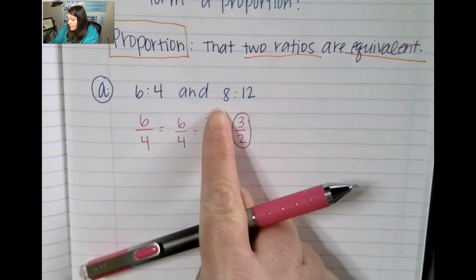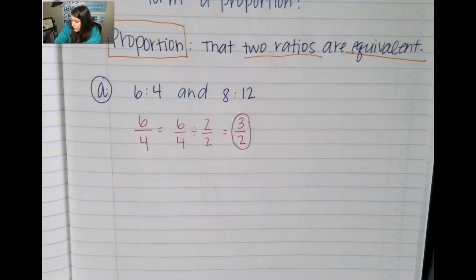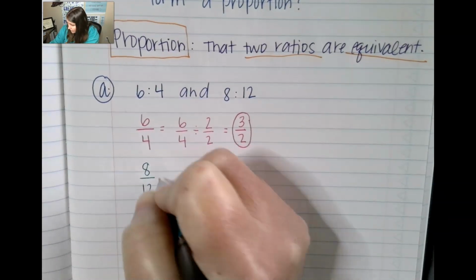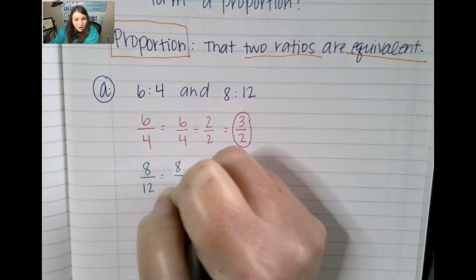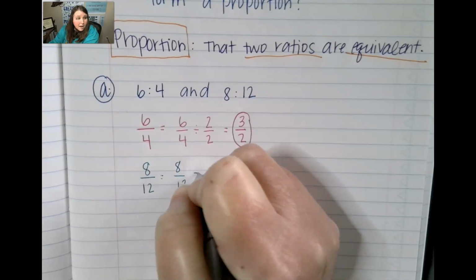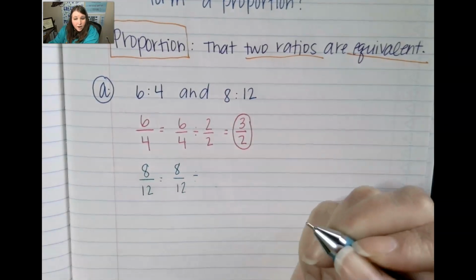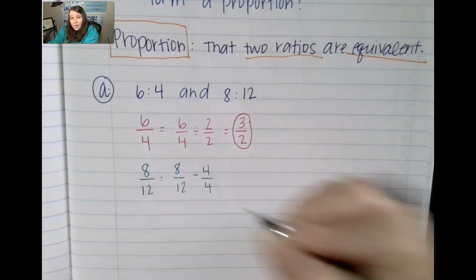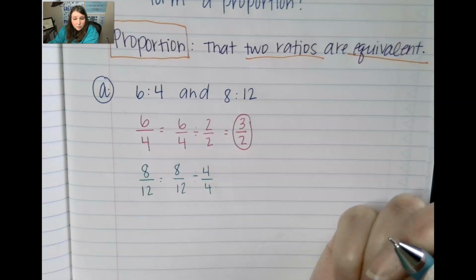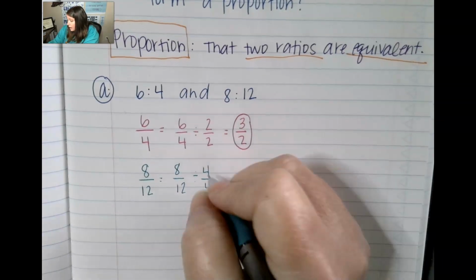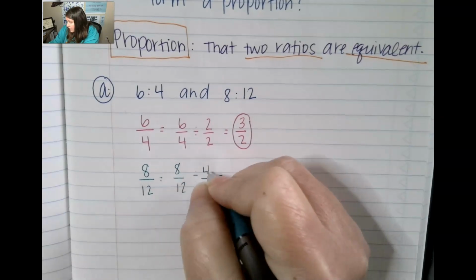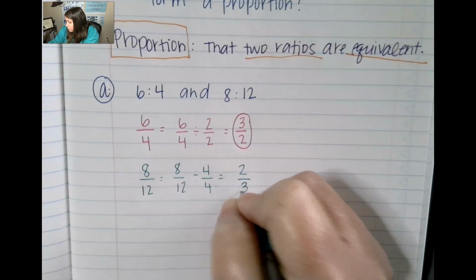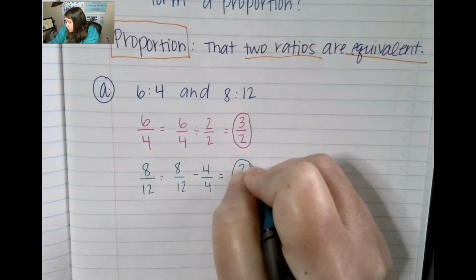Our next one is 8:12. Again, we're going to divide 8:12 by the greatest common factor that goes into both of them, which would be 4. And if you don't know that, you can divide by 2 again, because they're both even, and then divide again. But we're going to divide: 8 divided by 4 is 2, and 12 divided by 4 is 3. So the value is 2/3.